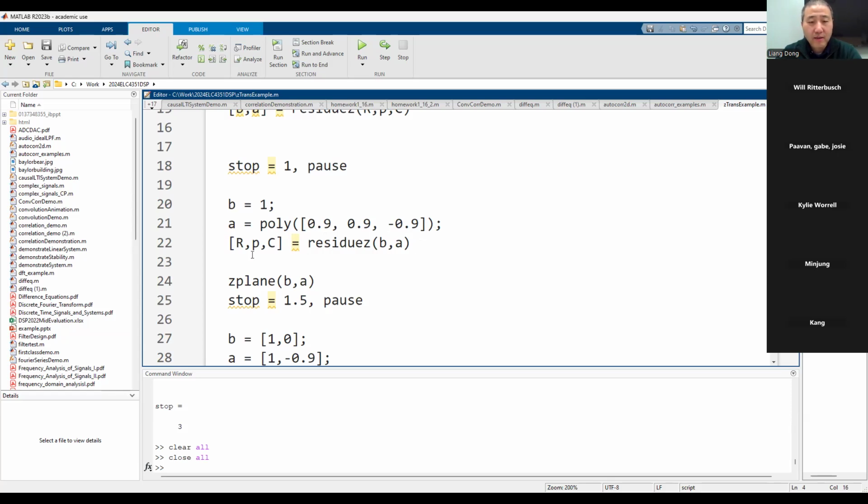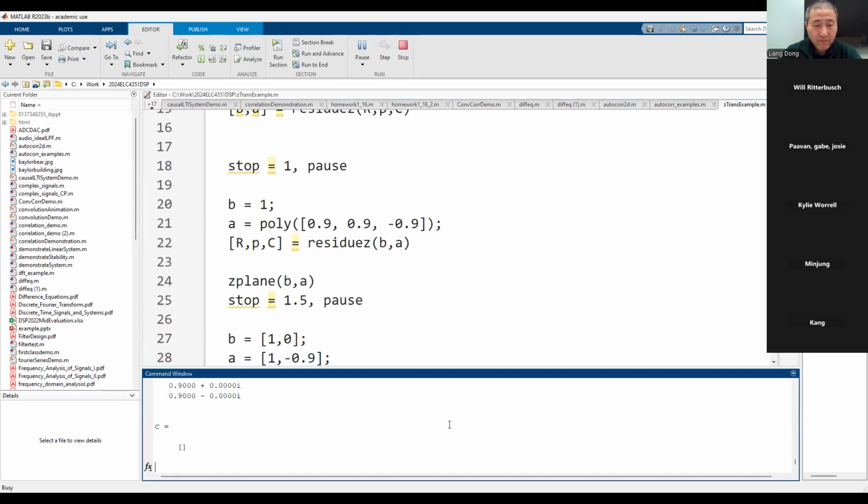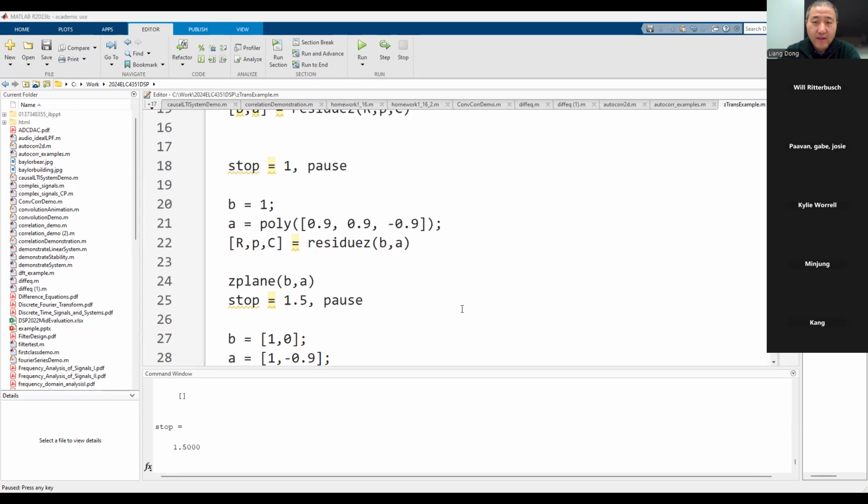Of course, I can calculate the residual by doing the long division of b and a. I don't have any, I only have a proper rational function, right? So here on the Z plane, I'm going to plot this out with the polynomials b and a. I pause that. Let's look at what we have. This is doing a deconvolution.